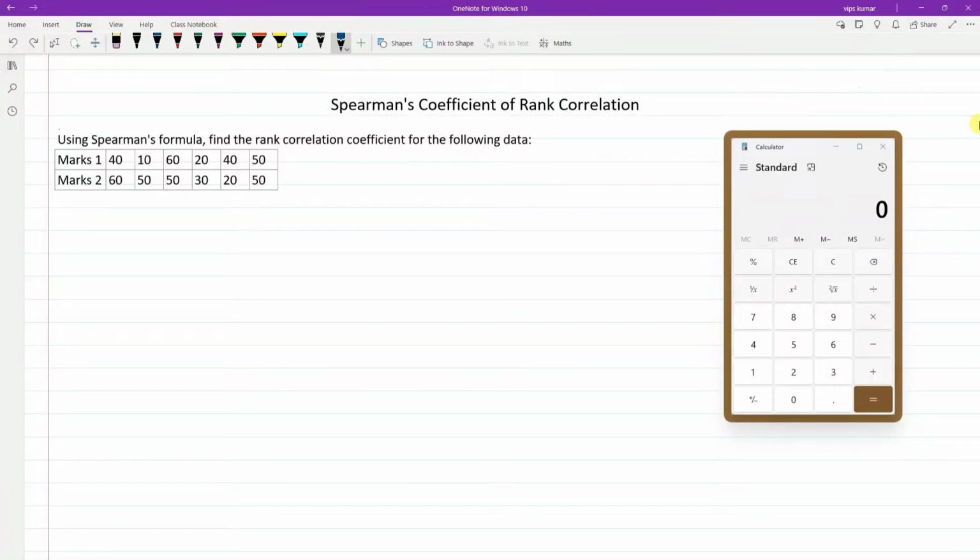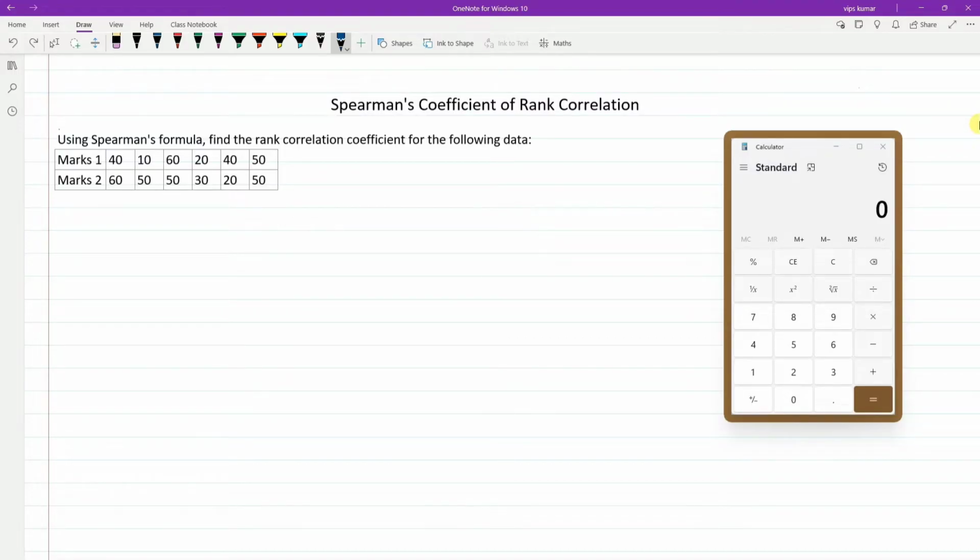In today's video, we are going to see how to calculate Spearman's coefficient of rank correlation for repeated ranks. In an earlier video, I have already shown how to calculate Spearman's coefficient of rank correlation for non-repeated ranks. Let us start. So we have this data. Using Spearman's formula, find the rank correlation coefficient for the following data.